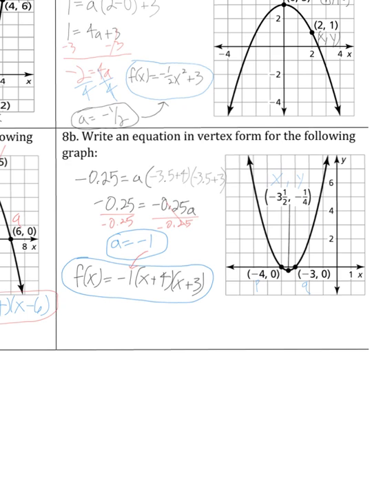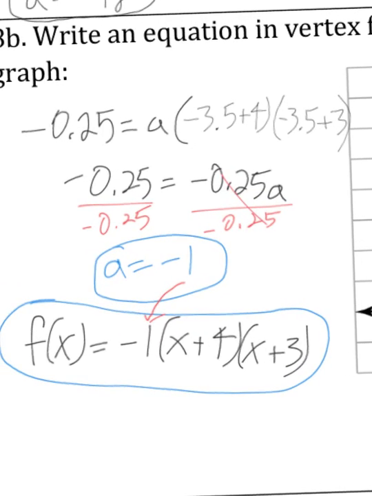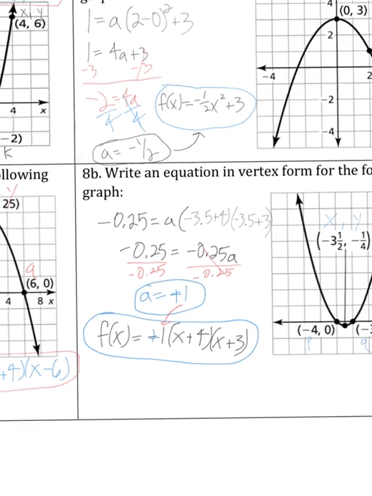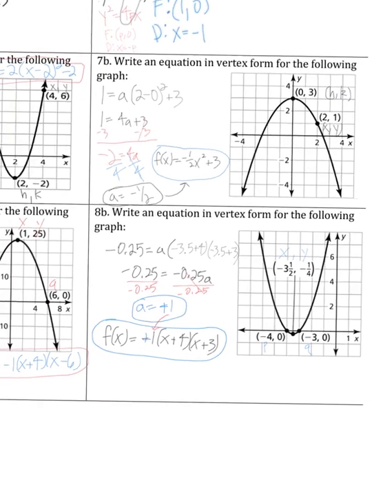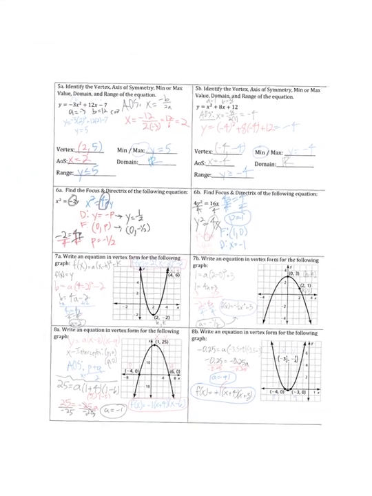And I wrote negative 1. So I'm going to correct that right now. It's positive 1 because two negatives would make a positive. So positive 1, positive 1. So that's all it is. It's technically the graph is x plus 4 times x plus 3. So, yay, glad I caught that.